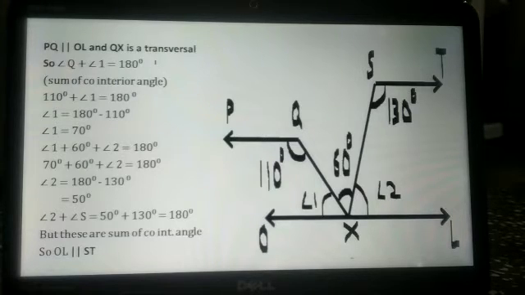So angle Q plus angle 1 is equal to 180 degrees because these are co-interior angles. Now angle Q is given as 110 degrees. So 110 degrees plus angle 1 is equal to 180 degrees, and angle 1 is equal to 180 degrees minus 110 degrees, and angle 1 is equal to 70 degrees.